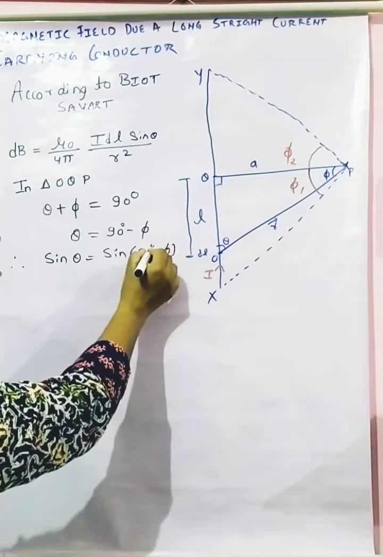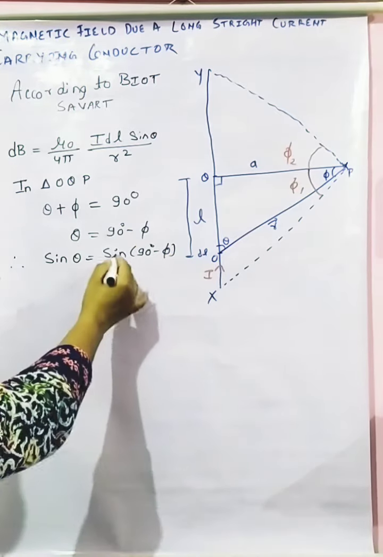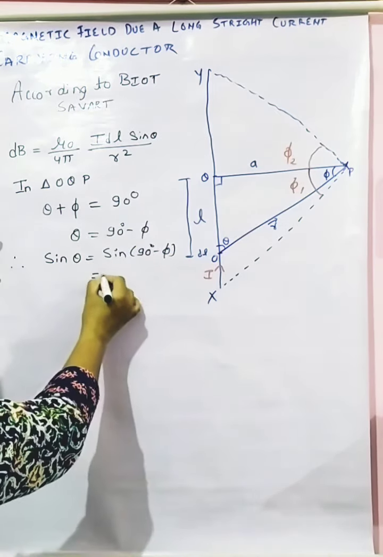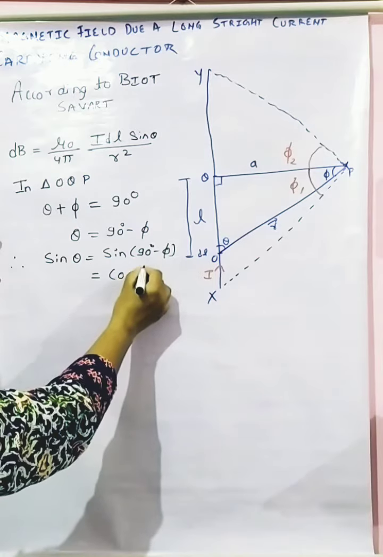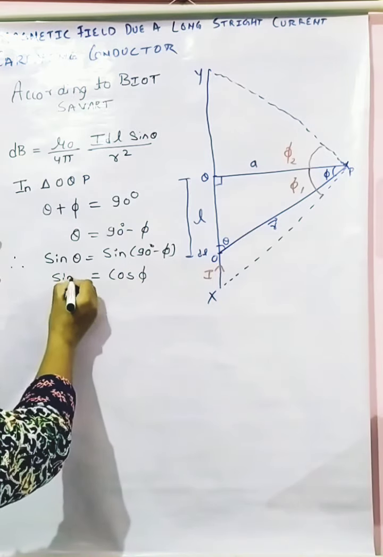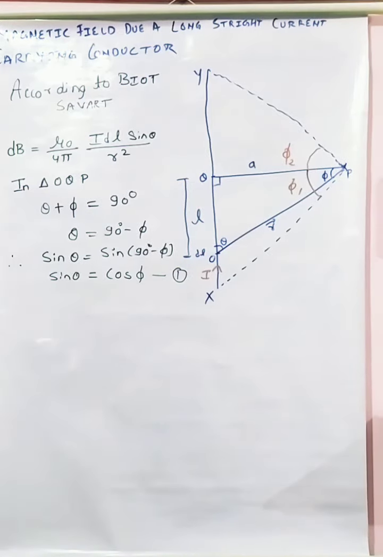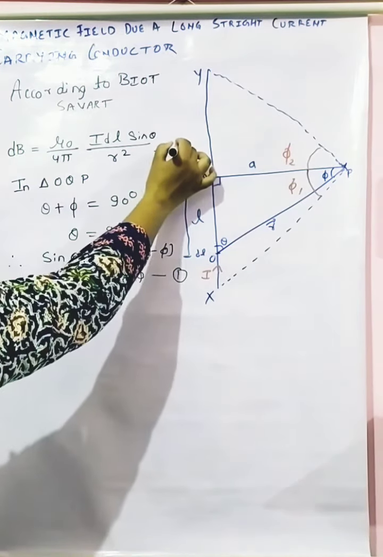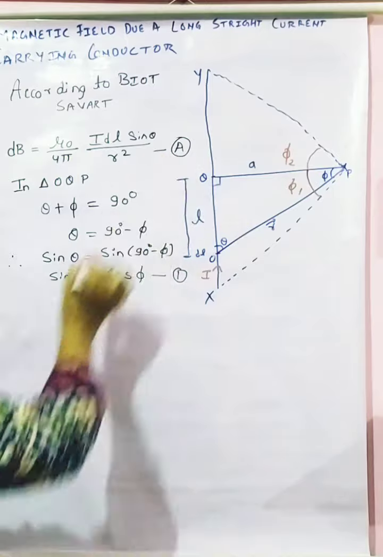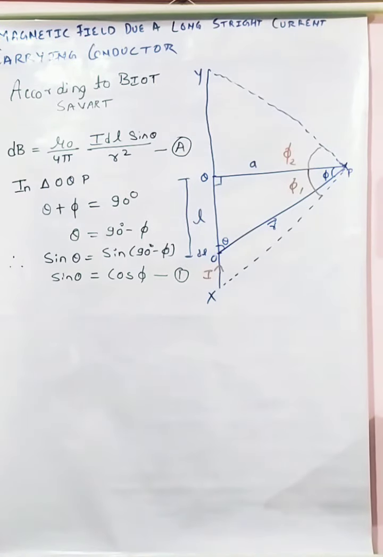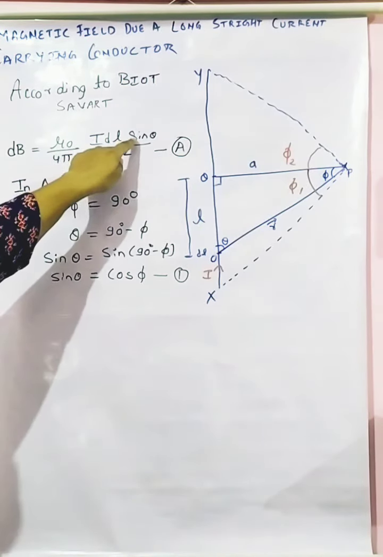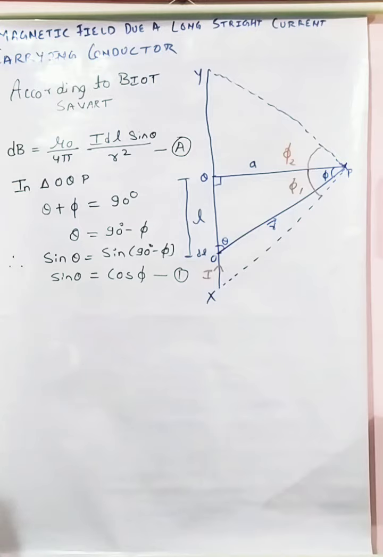How I have written this, is it clear? Sine 90 minus phi will be what? This will be my cos phi. So I can say that my sin theta is my cos phi. Let this be my equation 1, and I call this equation A. So I have calculated my sin theta value.